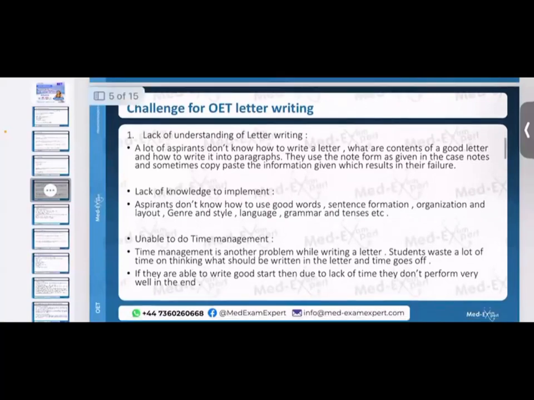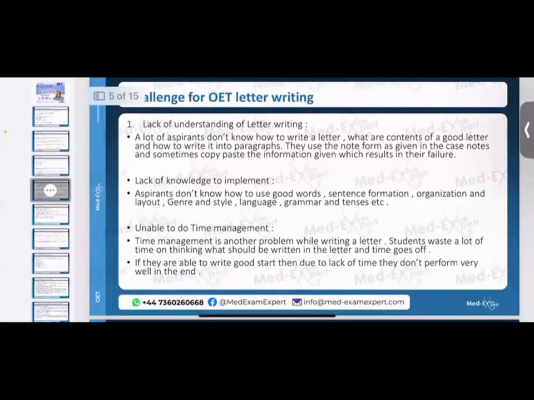So the thing is, we do understand that it is a challenging one, but it is the most doable part of the OET exam. But without proper knowledge, without proper guidance, you can't ace this module. So you have to be properly oriented and properly guided by any mentor or any source of knowledge, whatever you want to take. But you must be ready for taking your exam.